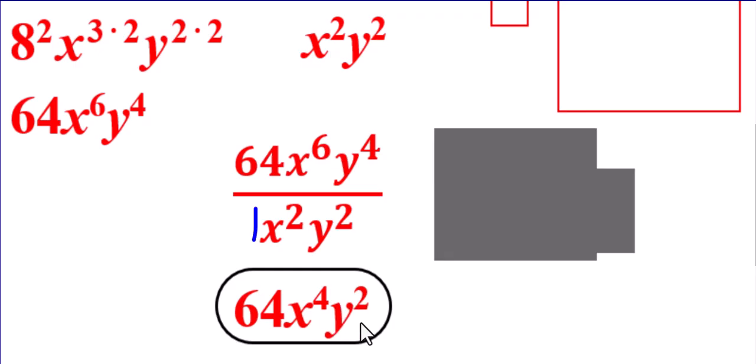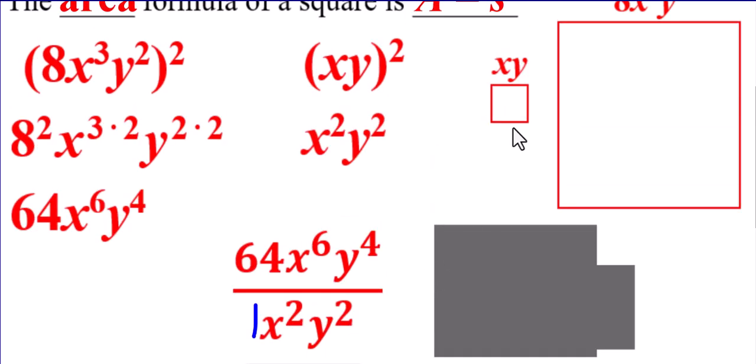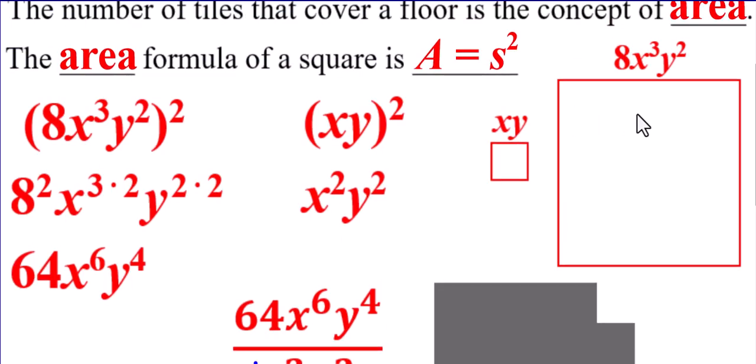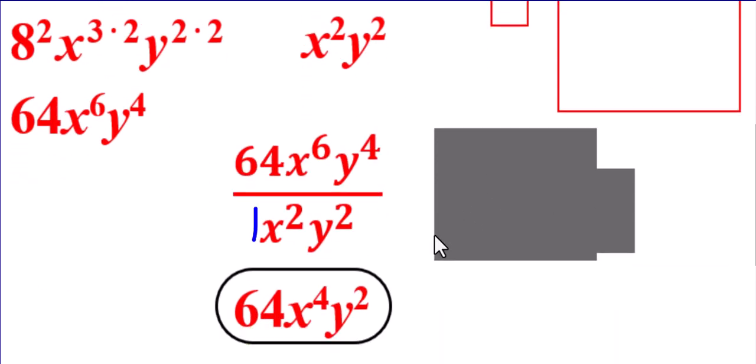And what this answer represents, in a very abstract way, because we don't even know what x or y equals, is the number of tiny little xy side length tiles that could fit in a floor that has side lengths of 8x to the third, y to the second. I know that's really abstract, but that's what this answer means.